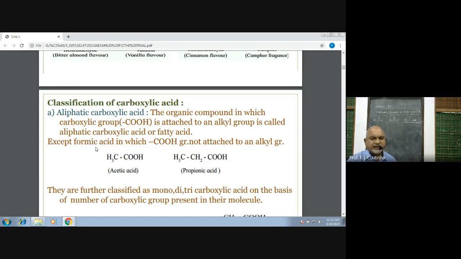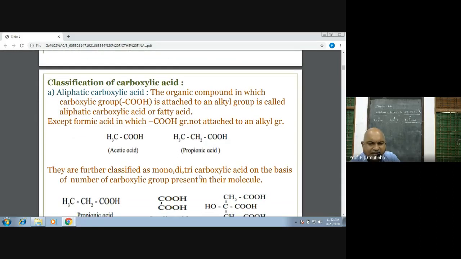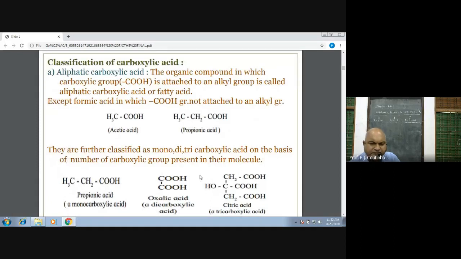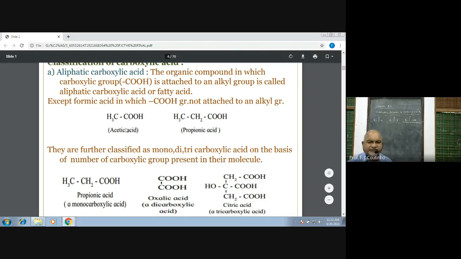Now this aliphatic carboxylic acid is further classified as mono, di, tri carboxylic acid. Mono means 1, di means 2, tri means 3, on the basis of the number of carboxylic groups. They are classified not on the number of alkyl groups but on the number of carboxylic groups, COOH. The number of carboxyl groups present in the molecules are here 1, here 2, and here 1, 2, and 3.